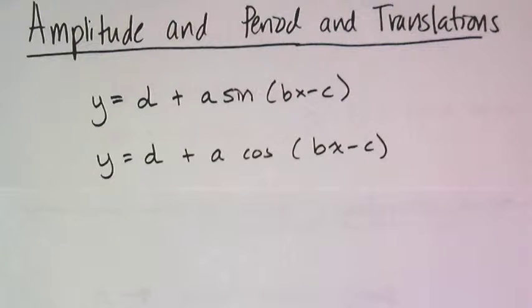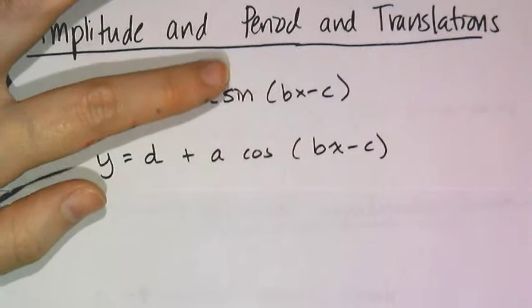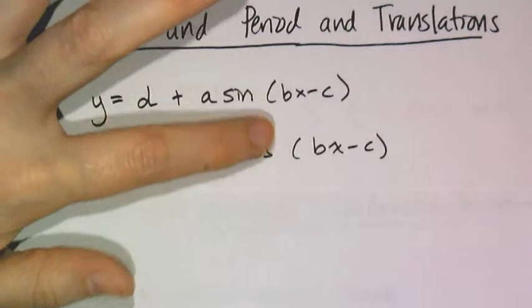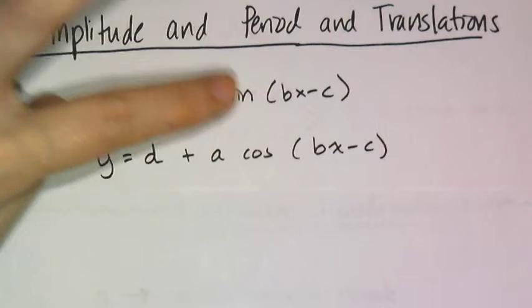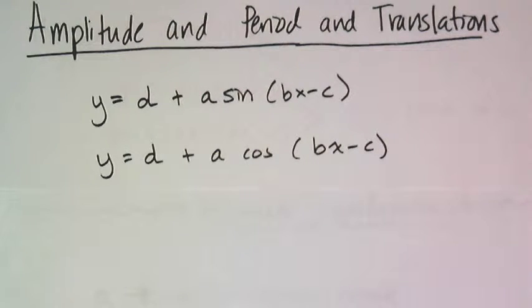Now, when it comes to the graphs of the trig functions, we are going to stick with just sine and cosine. I am going to leave tangent to your pre-cal teachers. So this is a general form of a sine equation, and this is a general form of a cosine equation, y equals d plus a times sine, open parentheses, bx minus c. Each of these, a, b, c, and d, have an effect on the graph, and that's what we're going to talk about in this section.